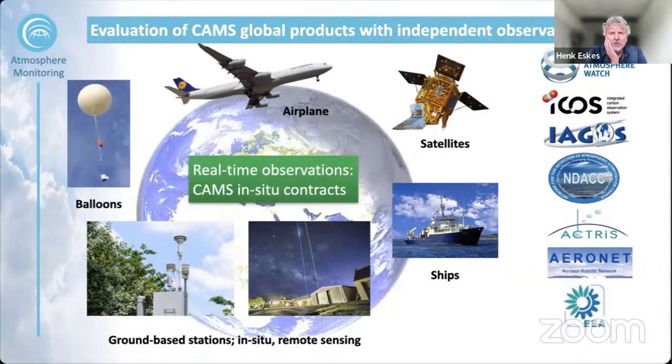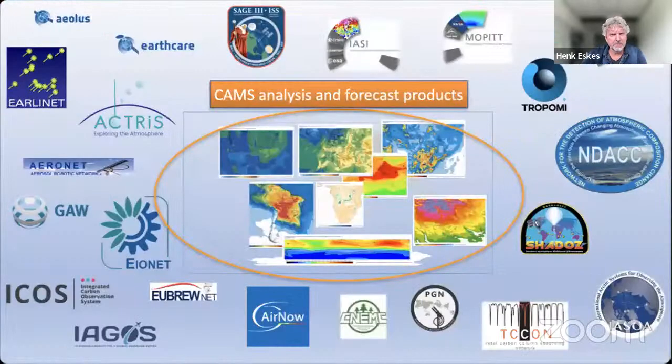What's also important to know is that CAMS is really an operational validation activity. So basically, we want to have data available within a month after measurement. So we are really looking for real-time observations. And CAMS has a set of contracts with the parties, which are shown on the right, to make sure that we get those real-time observations, and we also have good quality observations.